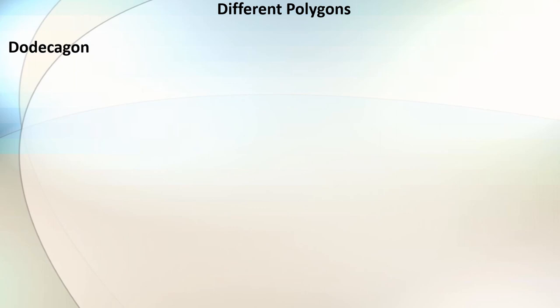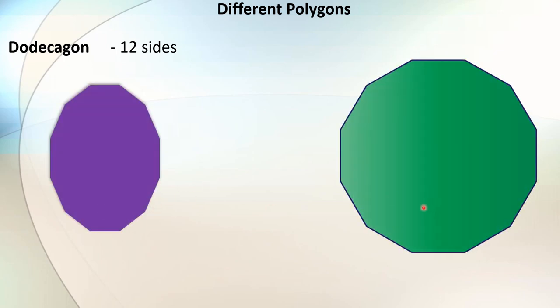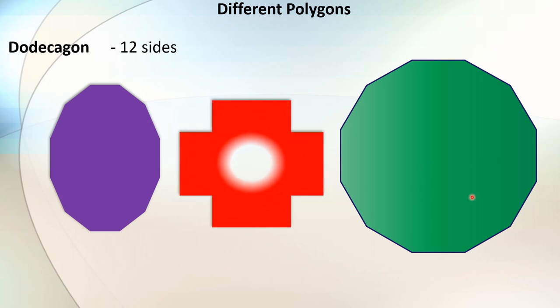Now, we have dodecagon. We have 12 sides for a dodecagon. An example is this one. This is a regular dodecagon. And the cross is also a dodecagon. So, all of these are dodecagons, but this one, because its sides are equal, is a regular dodecagon. There are more, like 13, 14, 15, but the drawings get more complicated, so we'll stop here.